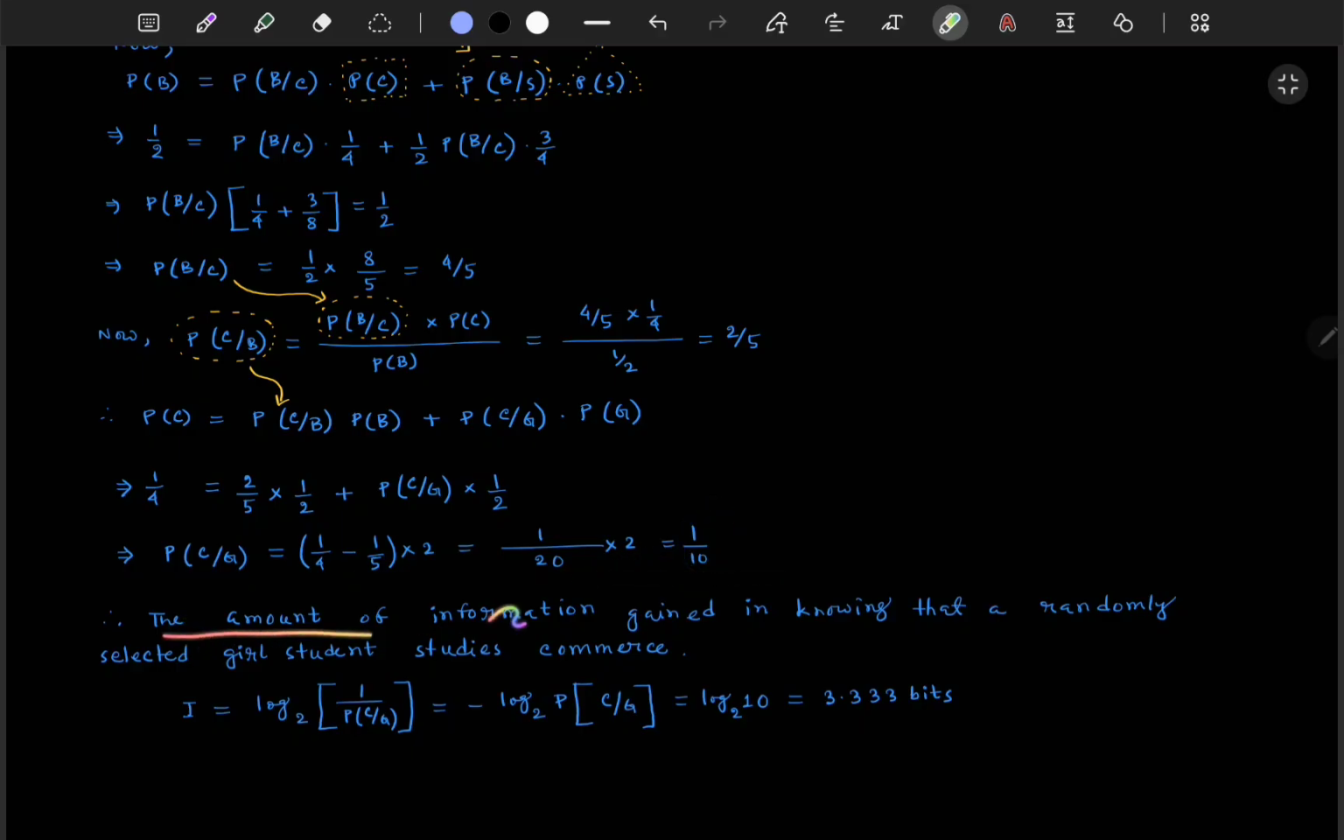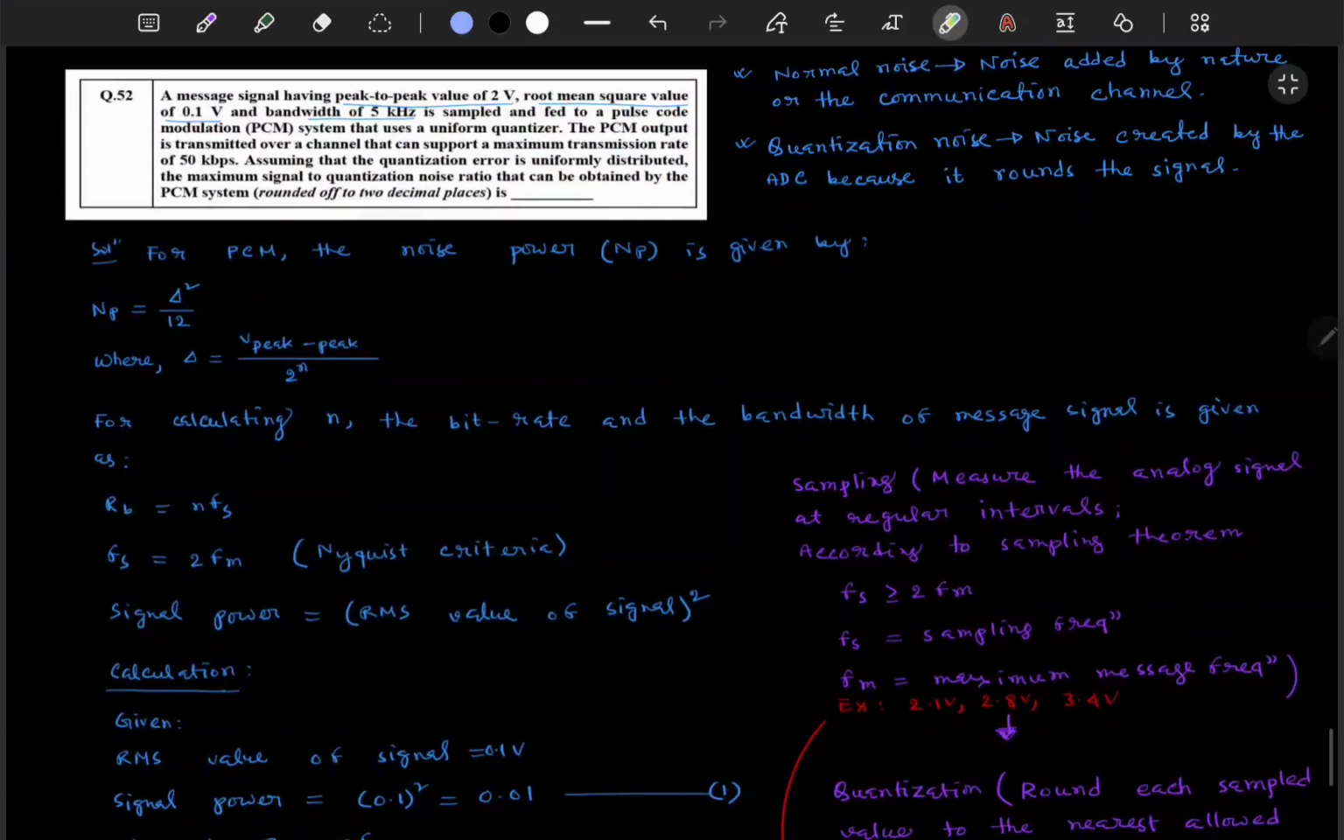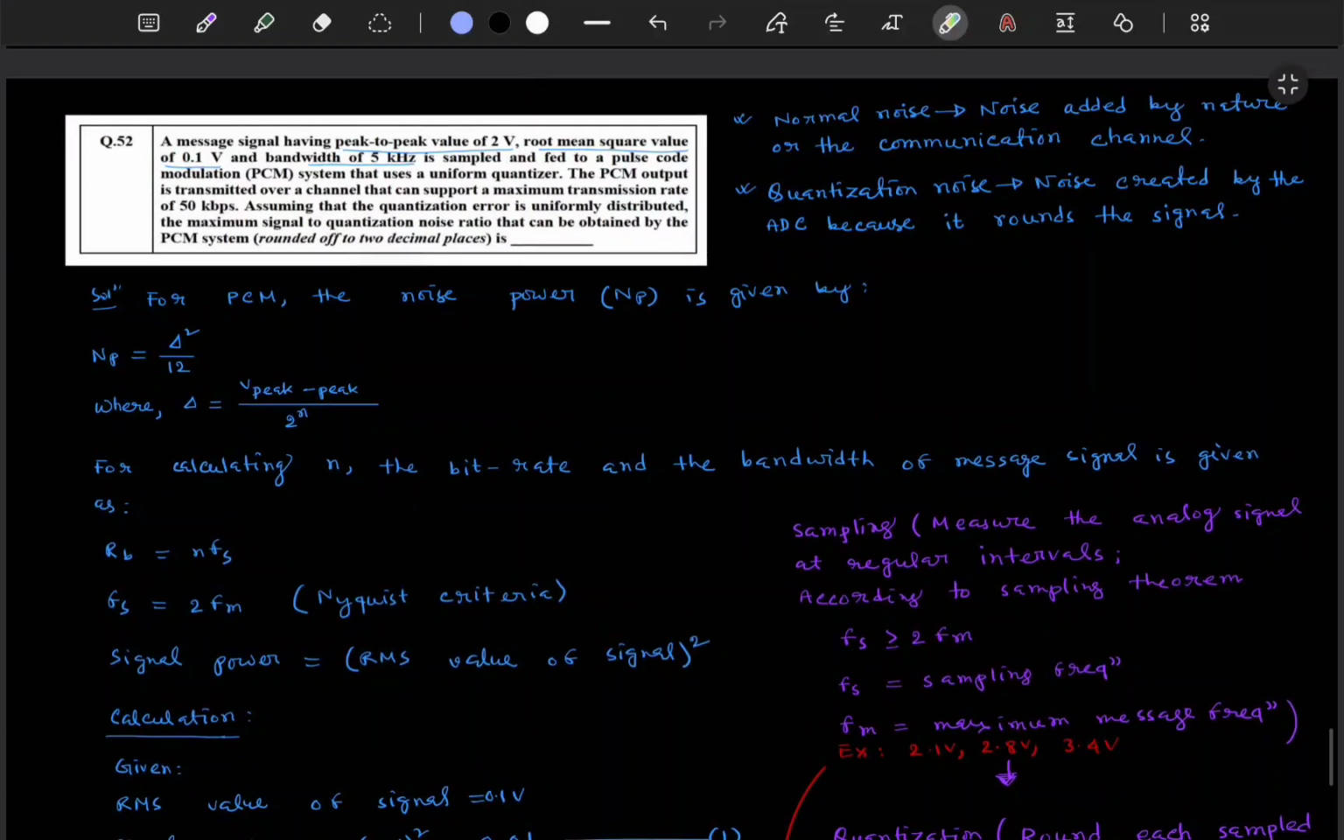Now the amount of information gained in knowing that the randomly selected girl student studies commerce is log base 2 of 1 by P of C by G, that means minus log base 2 of P of C by G. So if we put 1 by 10 again, the minus will be outside, so minus log base 2 of 1 by 10, that is the answer in bits. Now moving on to the next question.